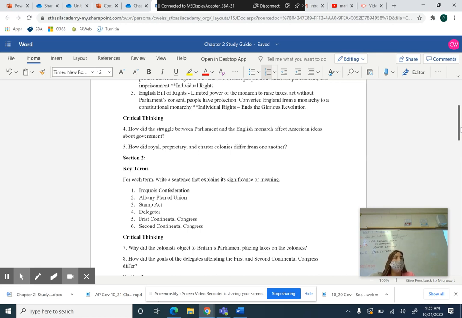Morgan? Felt like they had too much power, right? So the people wanted to secure individual rights. With that being said, knowing that there was a power struggle between Parliament and the English monarch, where the English monarch had too much power and would often oppress the people and violate their rights, how did this affect American ideas about government? How did this shape what we expected government to do for us? How did this struggle affect the way that we saw government and shape what we wanted out of a government?